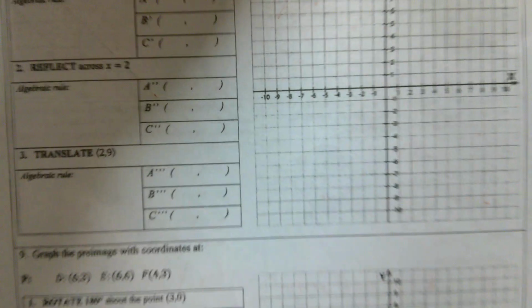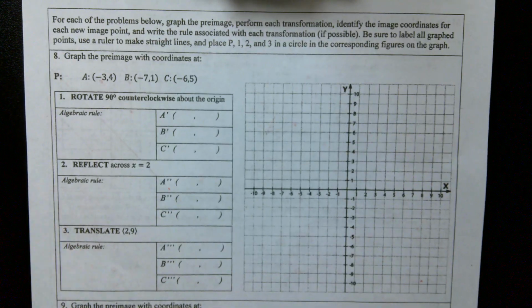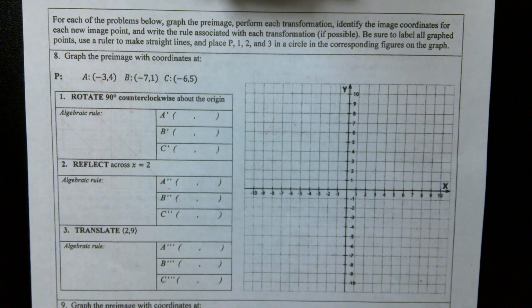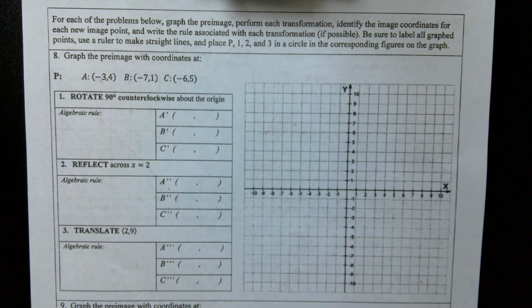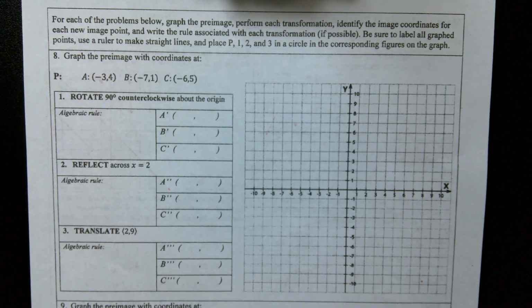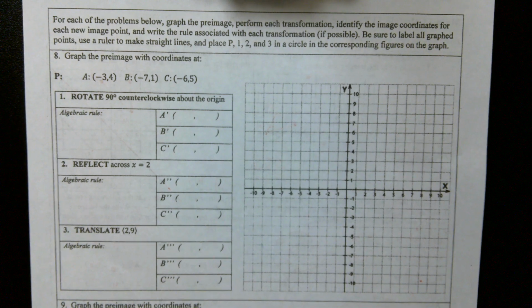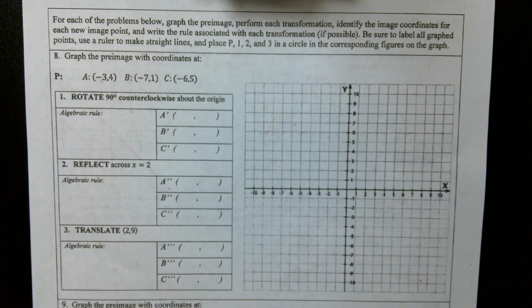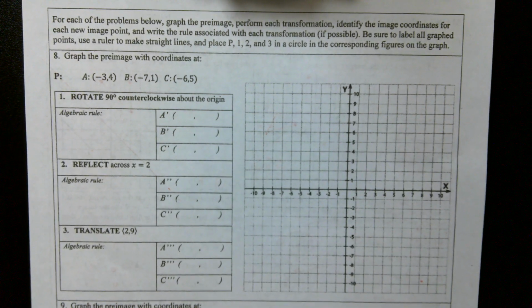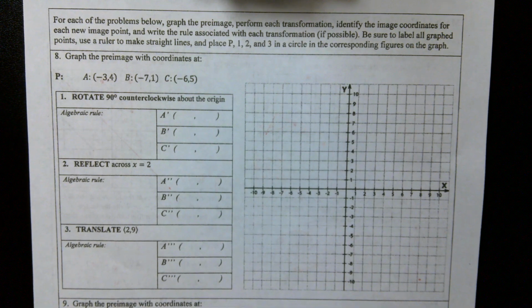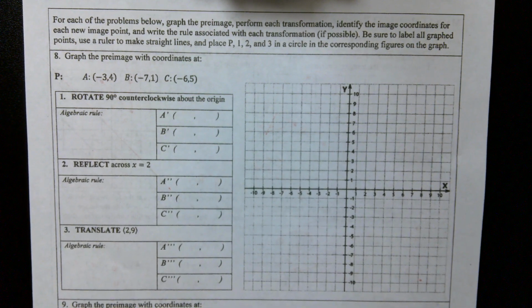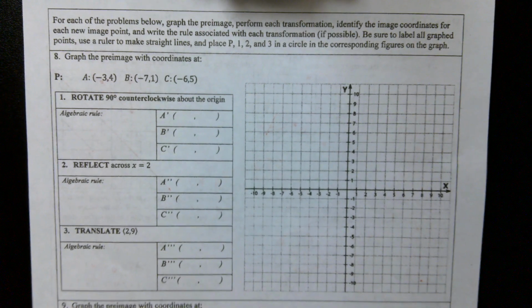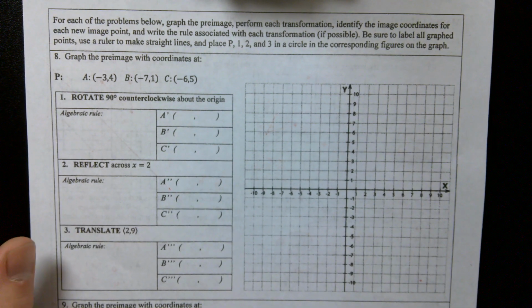Perfect. Let's go to the back. Oh God, I forgot that's what the back looked like. So, for the back, lots of stuff to keep in mind. Let's read this whole little paragraph up here. For each of the problems below, graph the pre-image. Perform each transformation. Identify the image coordinates for each new image point, and write the rule if possible. Make sure to label all your points on the graph, use a ruler to make nice straight lines, and place my P1, 2, 3 in a circle in each of the figures.